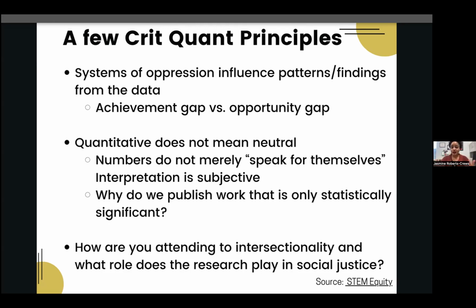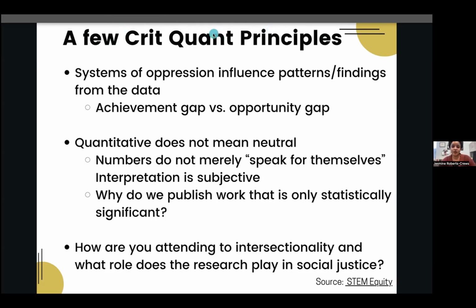Virginia and I have talked on numerous occasions about why we don't publish work that is statistically insignificant. Why do we only publish work that is statistically significant? What could we learn from work that is not statistically significant? And what does that even mean? I know what it means, but who gets to determine that, and how was that created?